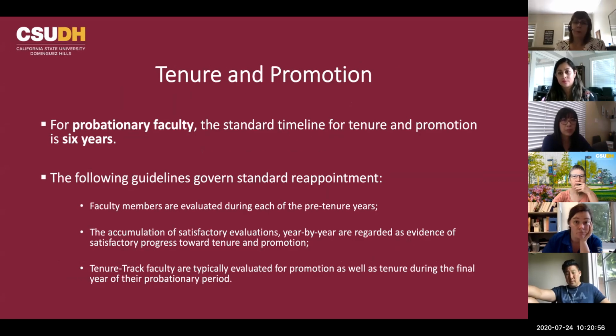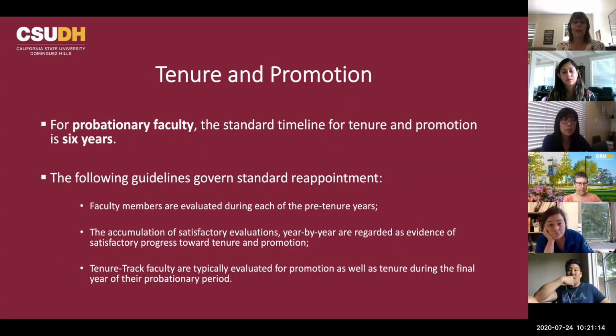So thinking about the process overall, for probationary faculty, the standard timeline is 6 years, okay? Faculty members are evaluated during each of their pre-tenure years via abbreviated or full reviews. And this is really important, and we talked about this last year, but I think it's really important to emphasize that the accumulation of satisfactory evaluations year by year are regarded as evidence of satisfactory progress towards tenure and promotion.